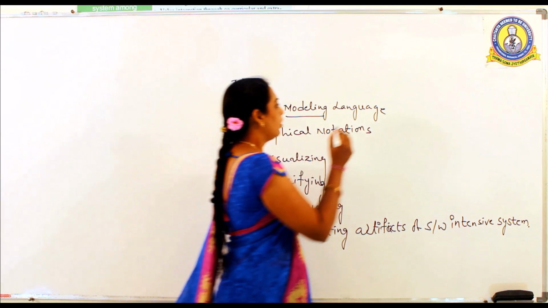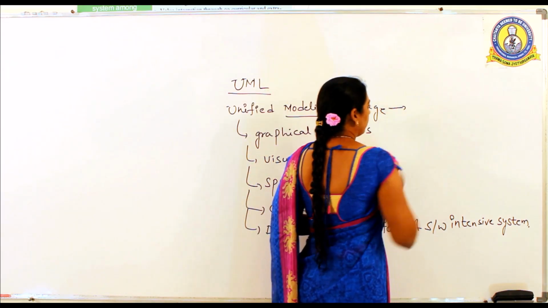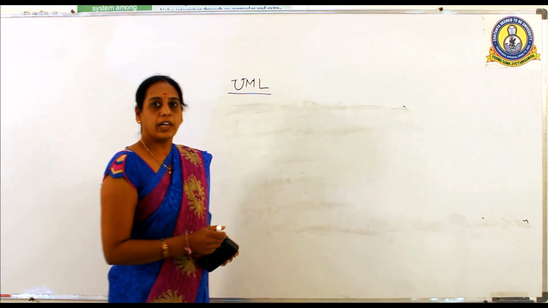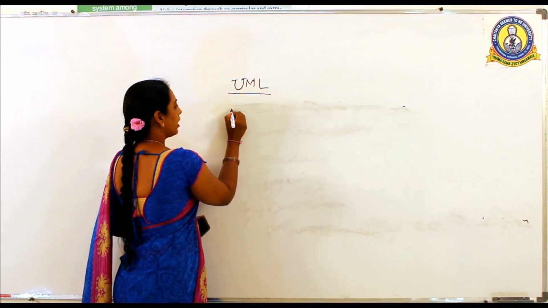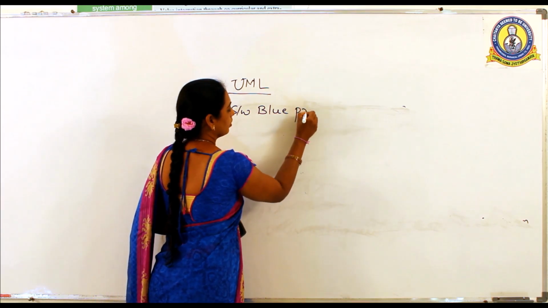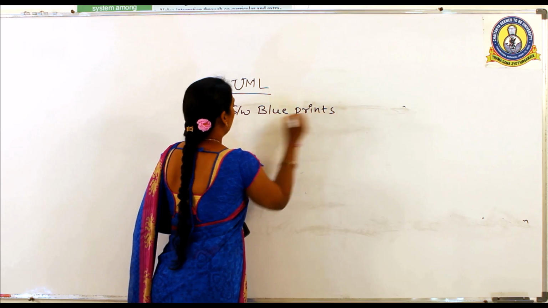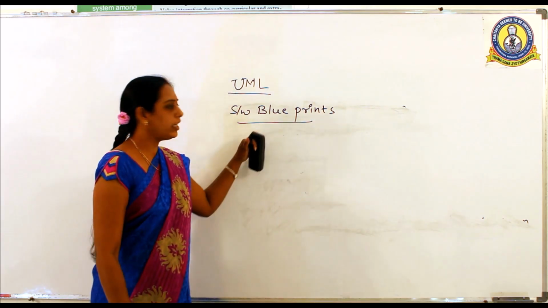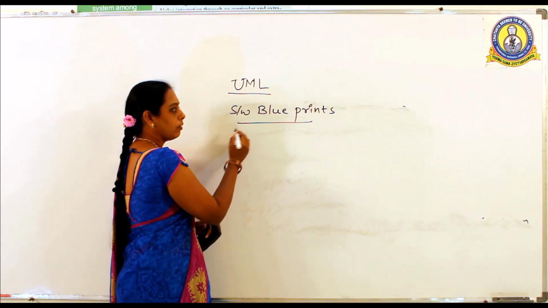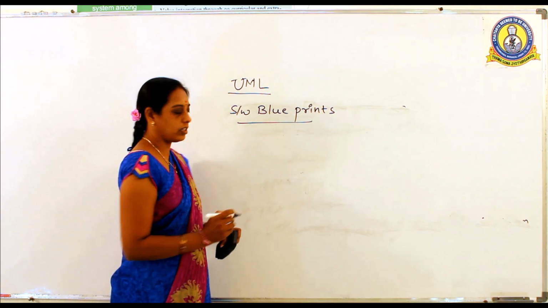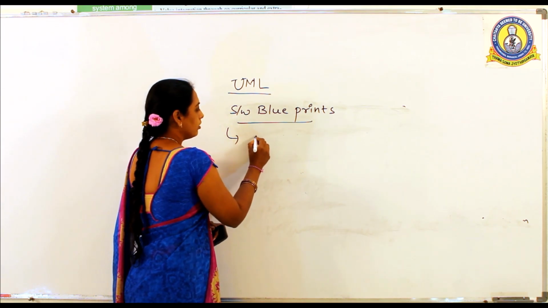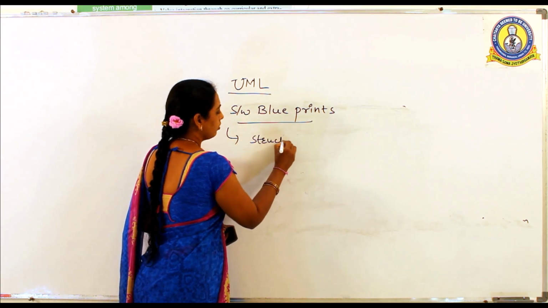UML is also providing a standard way for writing software blueprints. So it is providing a standard way for writing software blueprints. So by writing the software blueprints for software applications, we can see the structure of our software application.